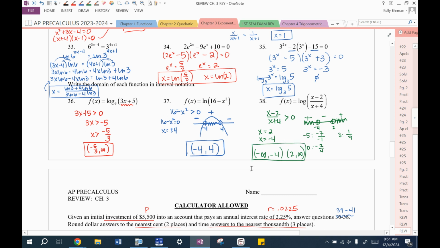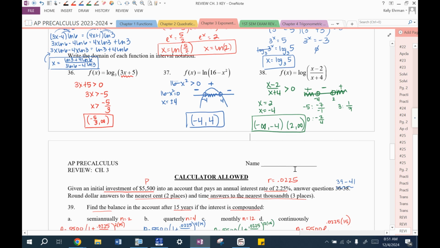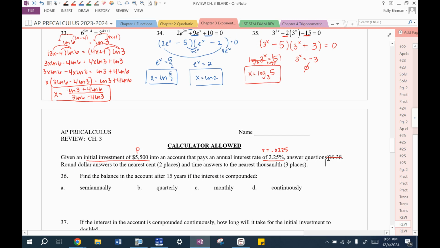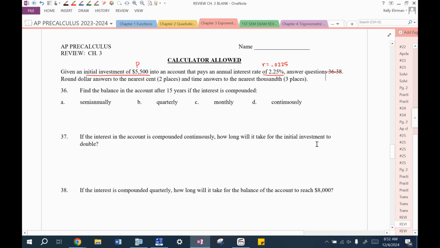Okay, so on to the next part. Now my numbers are going to be off because, again, my blank review is an old version, but the problems are all the same. So, okay, let's take a look at this. We had our principal, we had our interest rate. We are rounding dollar amounts to the nearest cent, which is 2 decimal places, and any other answers that are not dollar amounts to the nearest thousandth. Remember, on the AP test, if you don't round the way they tell you to round, then you're not getting credit.